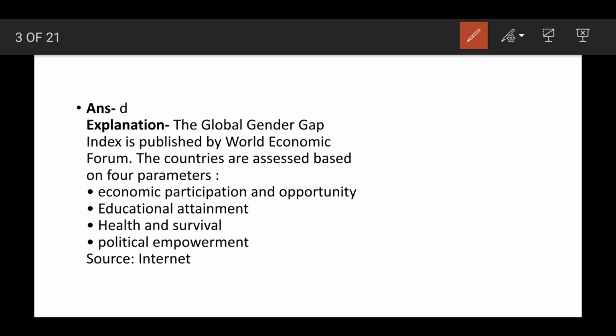Accordingly, what is the Global Gender Gap Index? The Global Gender Gap Index is published by the World Economic Forum. It is the assessment of countries by 4 parameters. That is economic participation and opportunities, educational attainment, health and survival, and political empowerment. In a basic way, we want to consider all these 4 points for the countries' growth and assessment. Those 4 parameters are economic participation and opportunities, educational attainment, health and survival, and political empowerment.